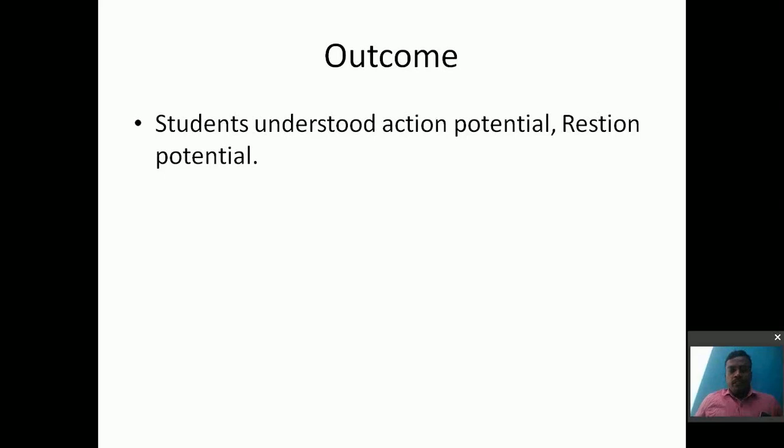Okay, so the outcome of this session is that you now understand what potential is, what biopotential is, what action potential is, what resting potential is, how it works, and what the sodium pump is, etc.